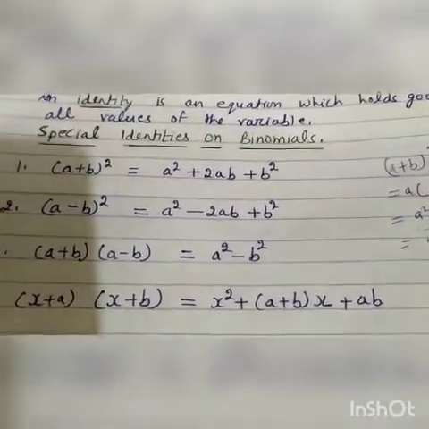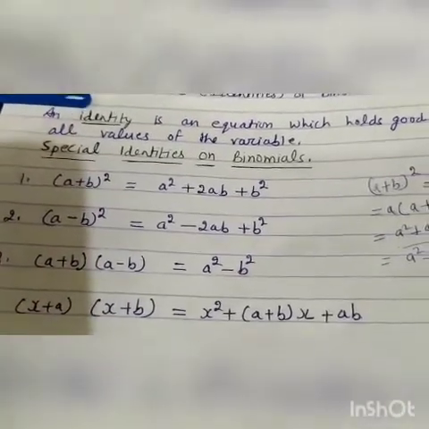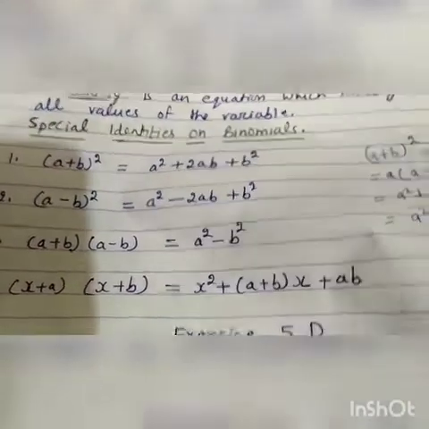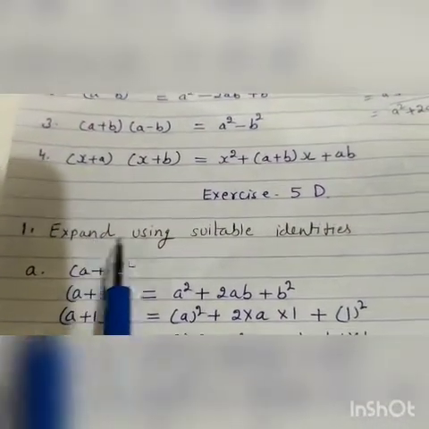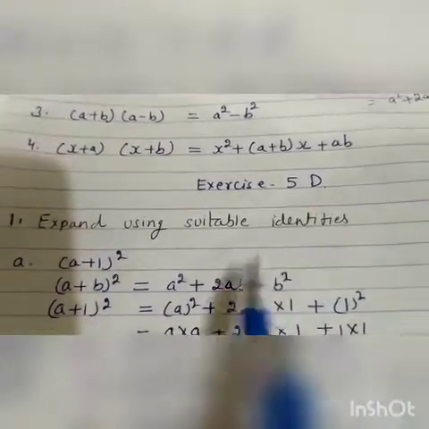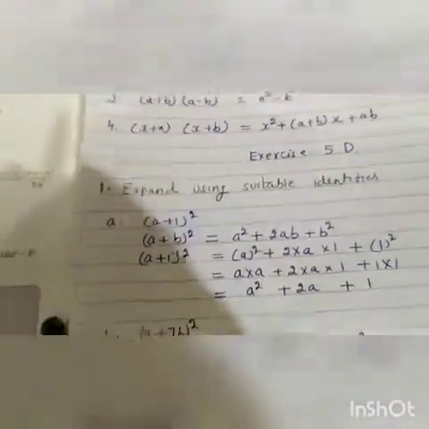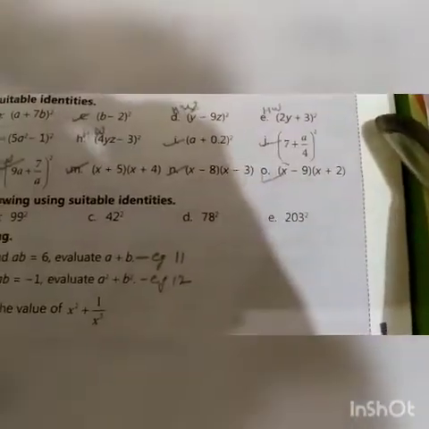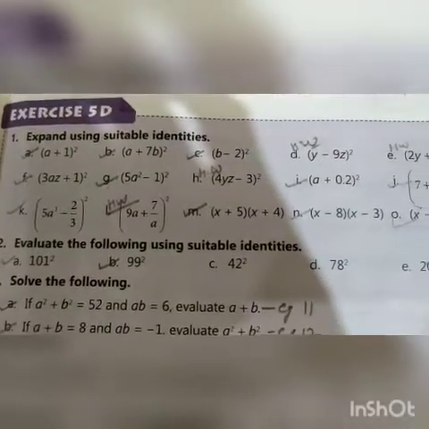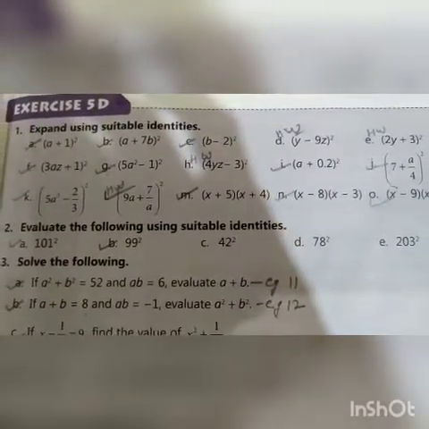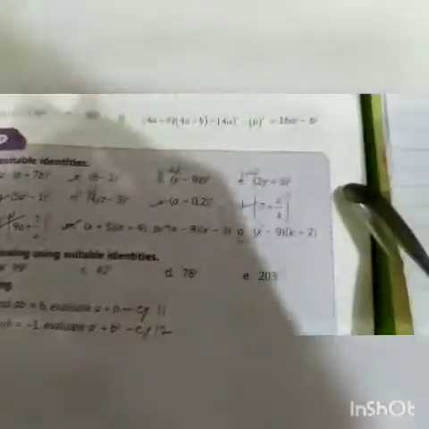Today we are going through question number 1. What is question number 1? Question number 1 is expand using suitable identities. First part is (a plus 1) whole square. See here in the book, exercise 5D. First question is expand using suitable identities. First question is (a plus 1) whole square.